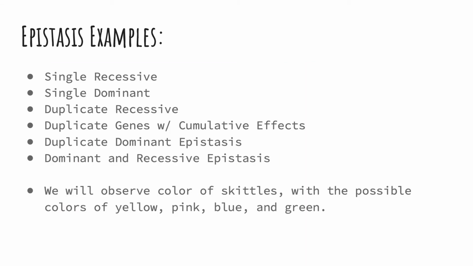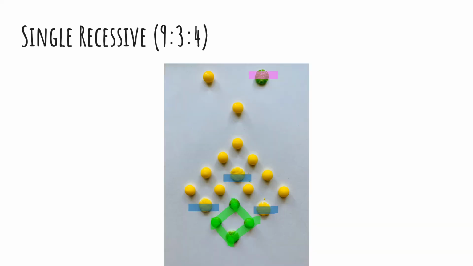We will observe the color skittles with the possible colors of yellow, pink, blue, and green. Single recessive, aka 9:3:4. Imagine that a recessive allele at one gene will mask the expression of the alleles on the second gene. We will go more in depth with this specific mode, but I will first just show you the other possible 5 modes.